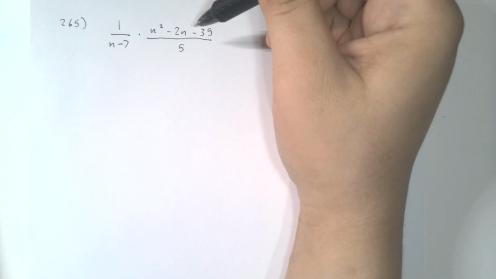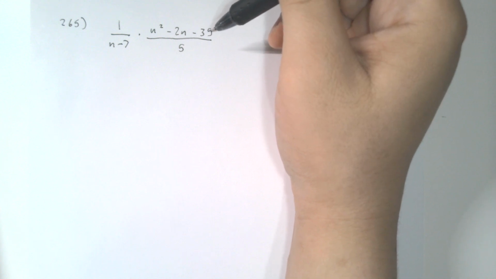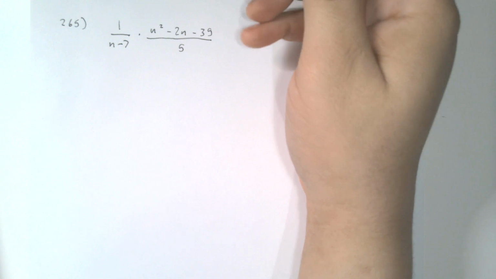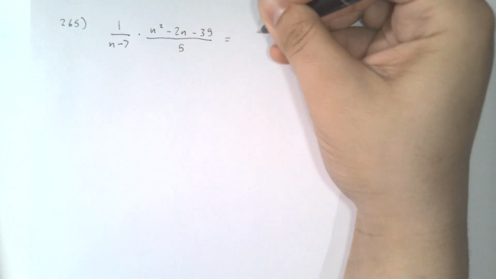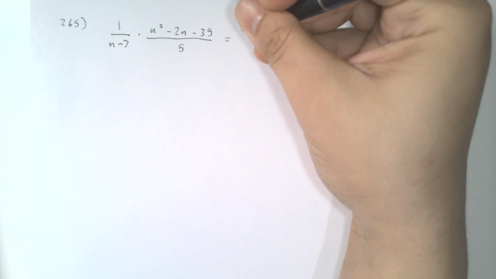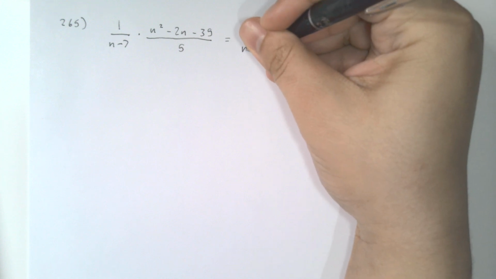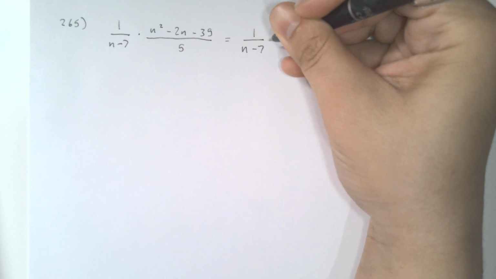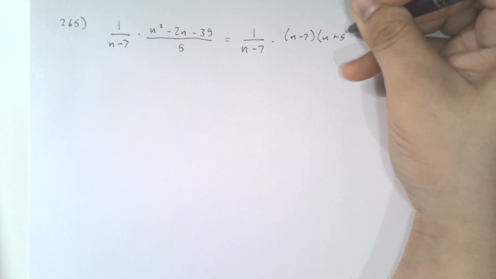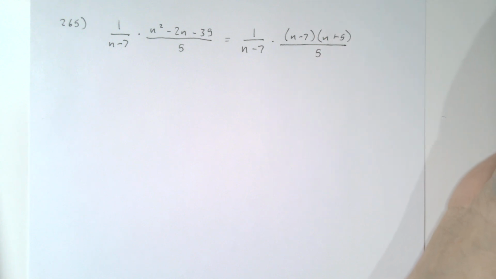However, we do have n squared minus 2n minus 35. We want to find two numbers that multiply to negative 35 but add up to negative 2. And so our two numbers there are, let's see, that would be negative 7 and positive 5. So we can rewrite this whole thing as 1 over n minus 7 times n minus 7 times n plus 5. And then all of this is over 5.